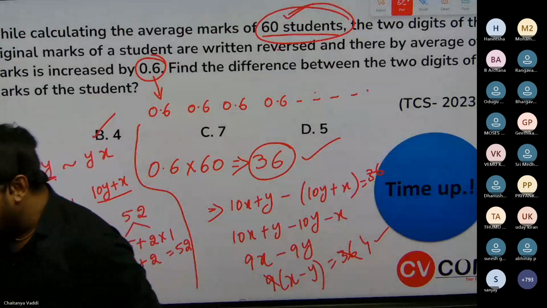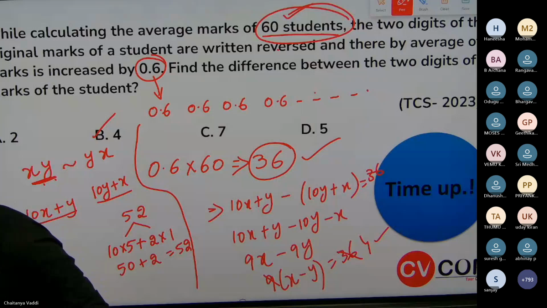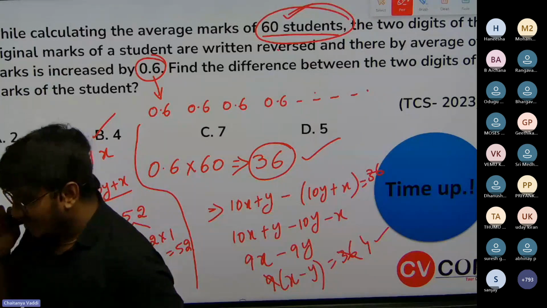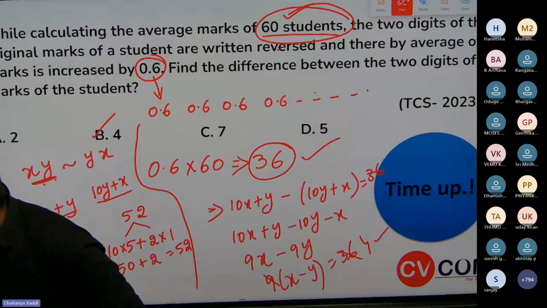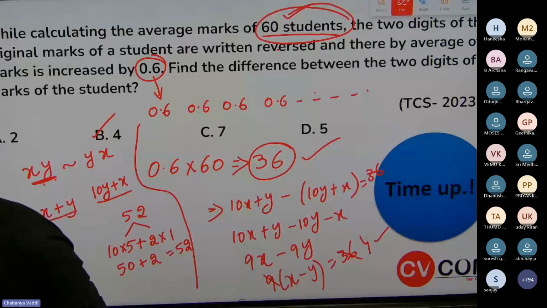Okay. I have seen one message in the chat box. There are so many messages.